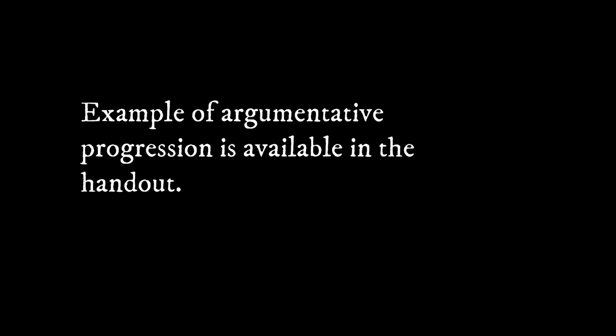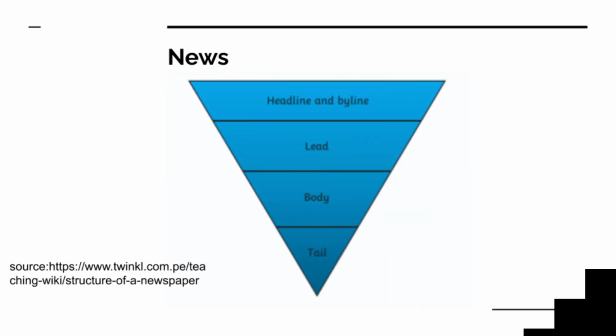Alright, the last text type that we are going to talk about is news. The news structure can be divided into five main sections, which include the headline, byline, the lead, the body, and the tail. These sections are structured in the pattern of an inverted pyramid. In this inverted pyramid pattern, the most important information is put first. As the news progresses, the information presented becomes less and less important. It means the information placed last is usually the least important.